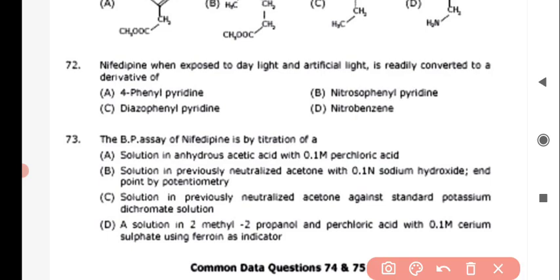Then the next question is, nifedipine when exposed to daylight and artificial light is readily converted to a derivative of, and the correct answer is option B, nitrosophenylpyridine. Next question is, the BP assay of nifedipine is by titration of a, and the correct answer is option D, a solution in 2-methyl-2-propanol and perchloric acid with 0.1 molar cerium sulfate using ferroin as indicator.